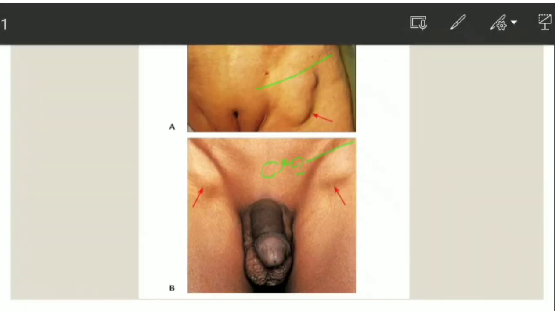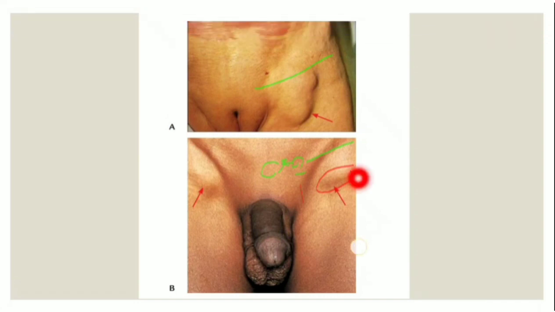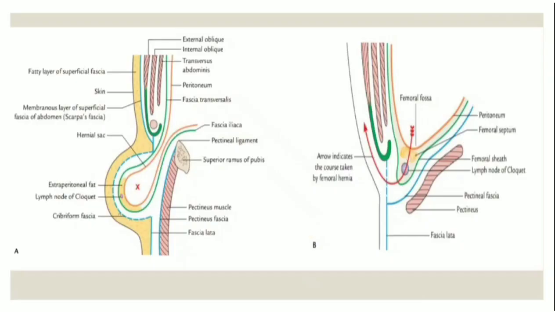One second. So infero-lateral to the pubic tubercle, you will have some swelling, over here. Can you understand? I'm able to see what he has written: infero-lateral to the pubic tubercle, in the groin. So infero-lateral to pubic tubercle and below the inguinal ligament. That is what he has written.